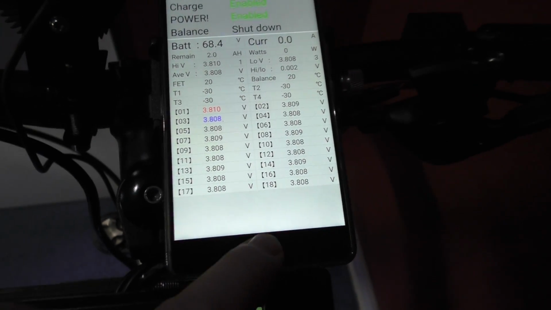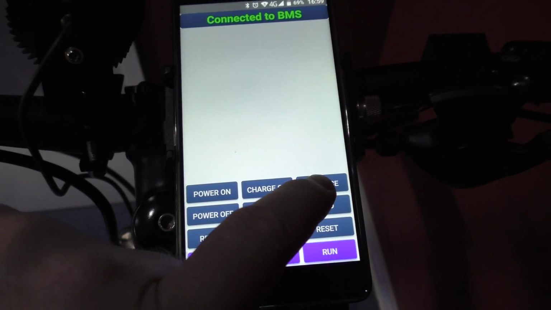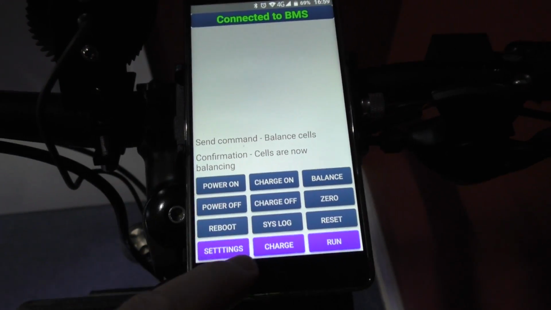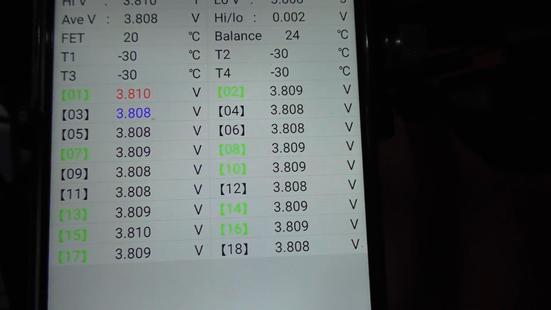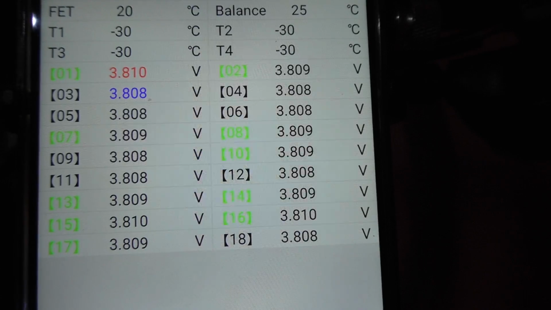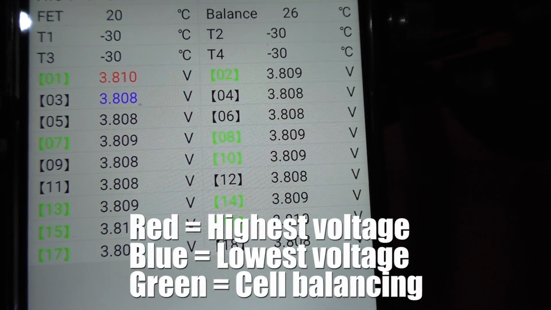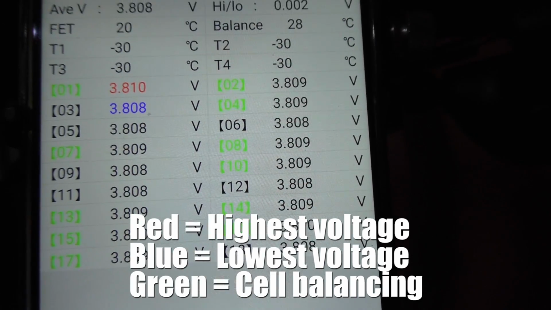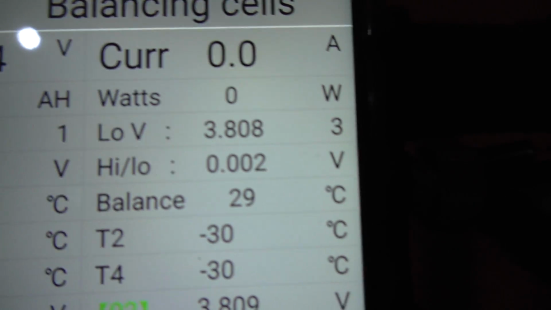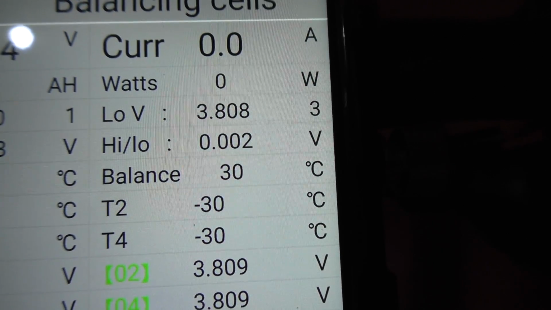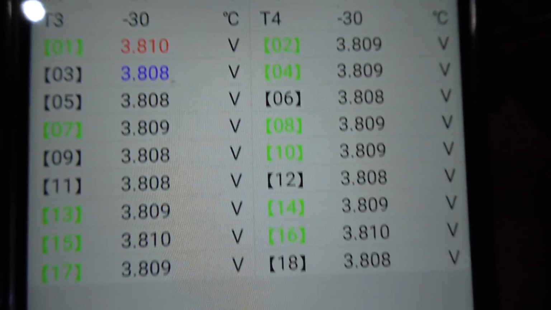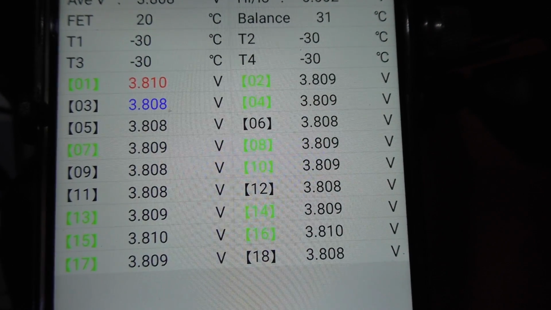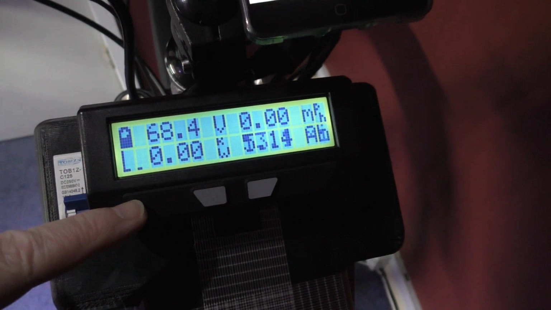And if I want to balance those cells now, all I do is I go to balance, and it's saying it's confirmed. And now it'll say balancing cells. And you can see they change colours. Basically, green means it's actually, I can't remember what I set it at. You can see the difference. The high-low thing is 0.002 volts difference between any of the cells. So that's running like that. That's running perfectly like that.